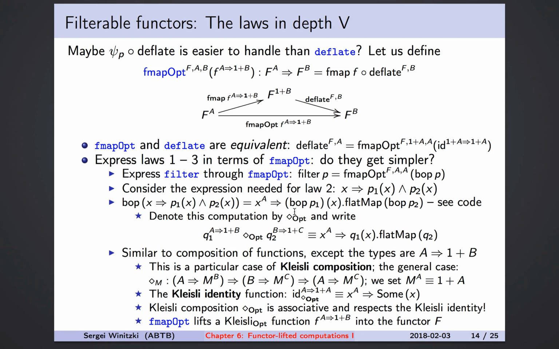And actually this is very important. We will be using this formula a lot. So let's have a notation for it. So this is kind of a composition of BOP P1 and BOP P2. Let's call them Q. So Q1 is a function from a to 1 plus b, and Q2 is a function from b to 1 plus c. And we can write this formula like this. Q1 of x will be option of b. We can flat map this with Q2 and get an option of c. And so the result is a function from a to option c.